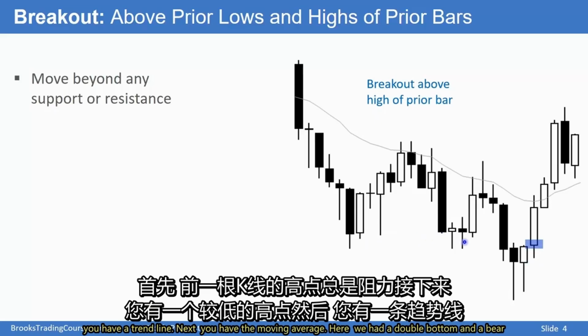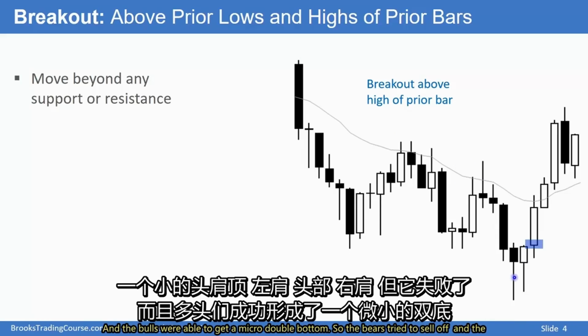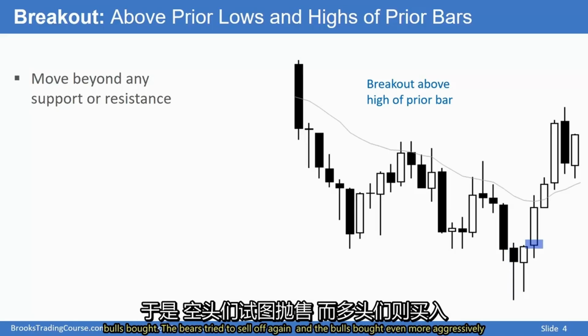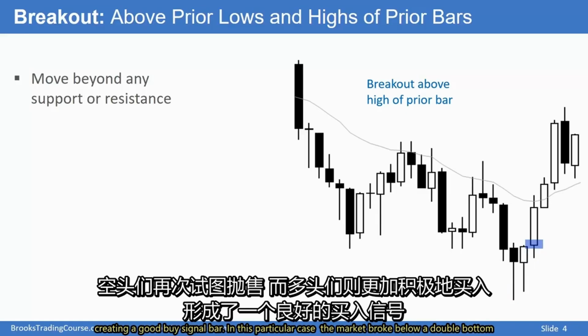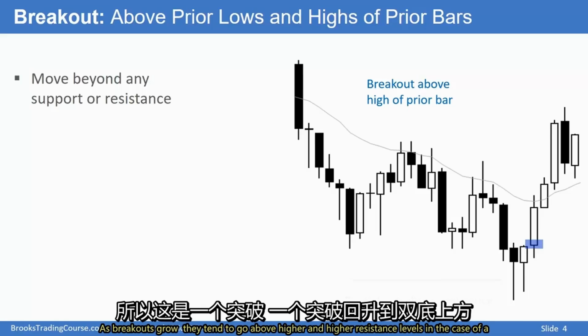Here, we had a double bottom and a bear breakout, small head and shoulders top, left shoulder, head, right shoulder, and it failed. And the bulls were able to get a micro double bottom. So the bears tried to sell off and the bulls bought. The bears tried to sell off again and the bulls bought even more aggressively, creating a good buy signal bar. In this particular case, the market broke below a double bottom and then it broke back above. So that is a breakout back above a double bottom.